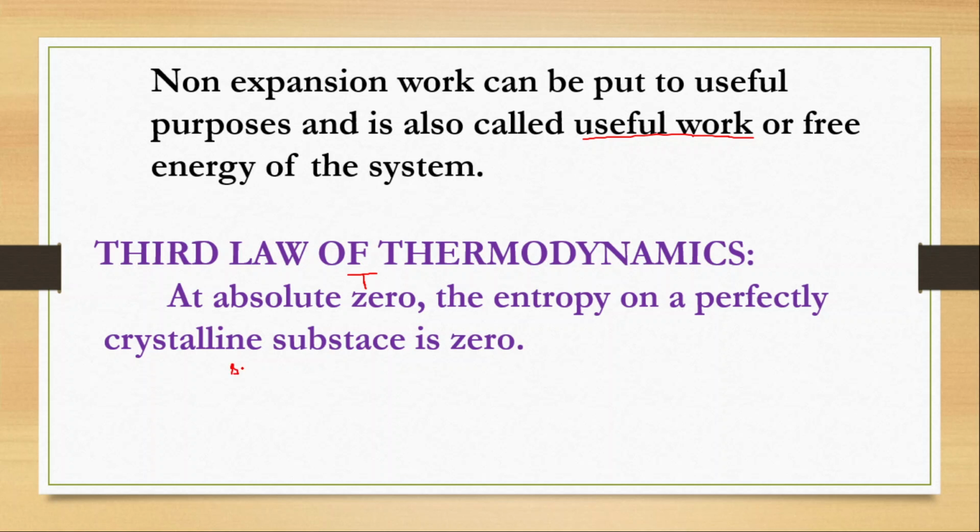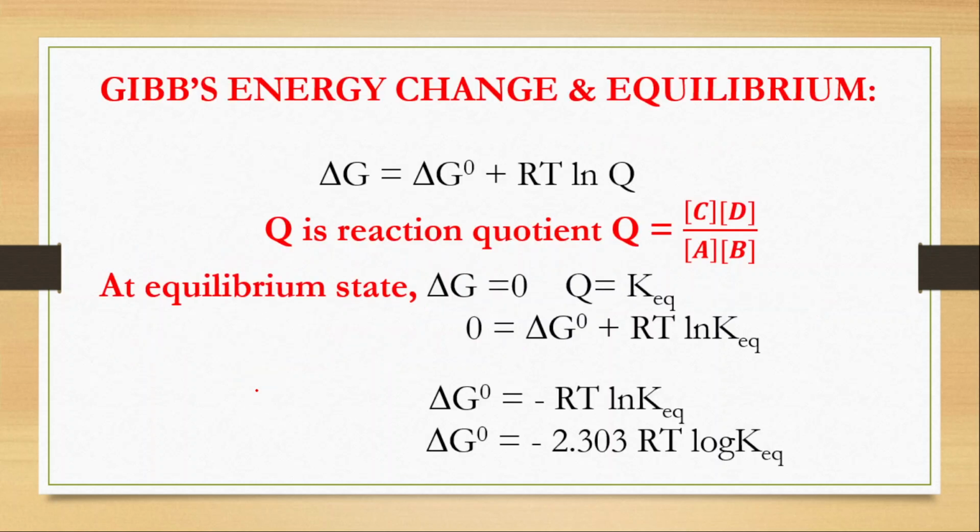If the substance is solid, the particles are highly orderly arranged. There is no randomness, so they are orderly arranged, because of which the entropy becomes 0. Clear? At absolute 0, the entropy of a perfectly crystalline substance is 0. This is the third law of thermodynamics. So all those equations and formulas which we have discussed are very, very important.